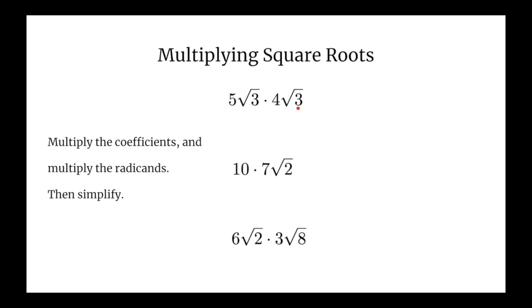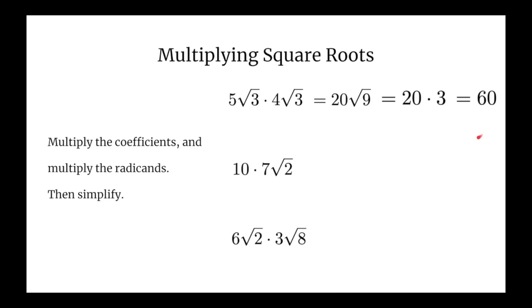So using the commutative and associative properties of multiplication, we could think about this as 5 multiplied by 4 multiplied by root 3 multiplied by root 3, and that gives us 20 multiplied by root 9. We get 20 from multiplying 5 by 4 and root 9 by multiplying root 3 by root 3. Well, we know that the square root of 9 is 3, so this gives us 20 multiplied by 3, which is 60.